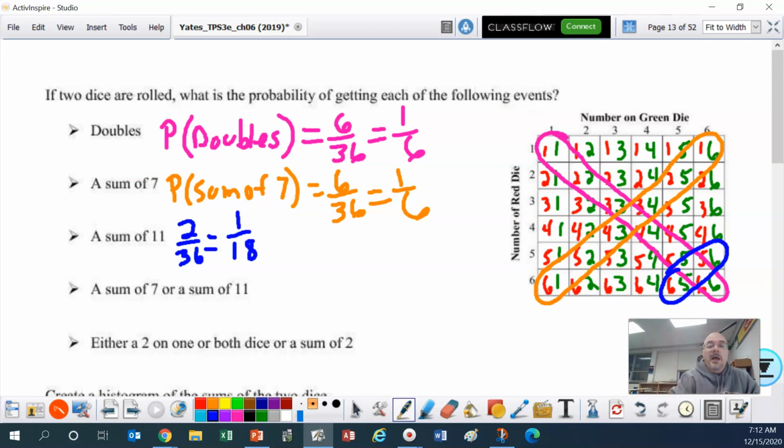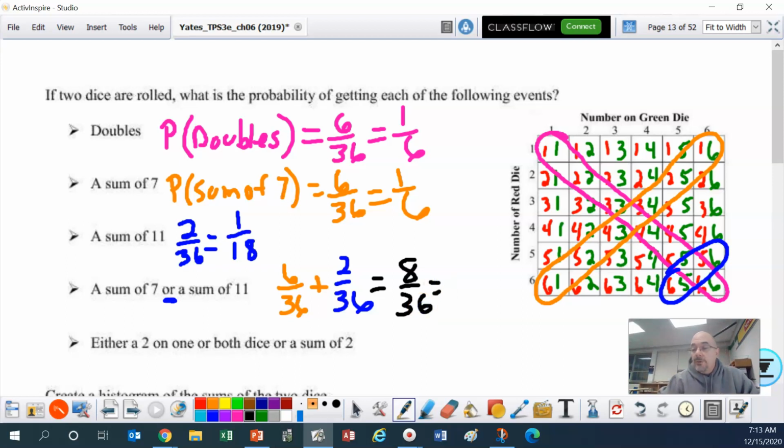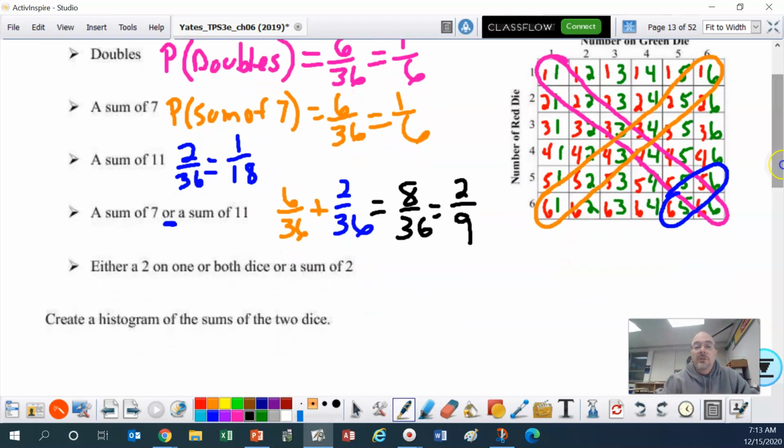Now, a sum of 7 or 11. Or means to add in probability. I'm getting ahead of the notes here, but that's okay. Or means to add, folks. So if I take the sum of 7, which is 6 out of 36, and I add the sum of 11, which is 2 out of 36, notice I'm adding the ones with like denominators. That equals 8 out of 36. 4 goes into both of those: 4 goes into 8 two times, and 4 goes into 36 nine times. So the probability is 2/9.